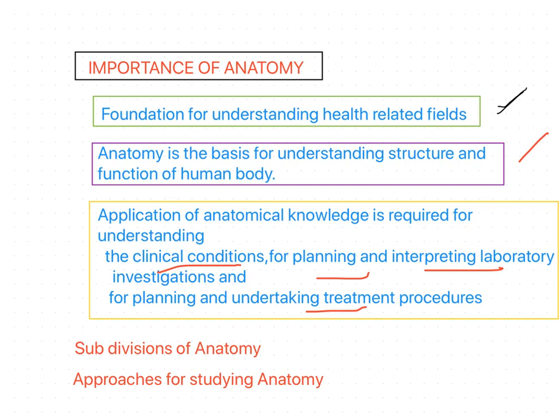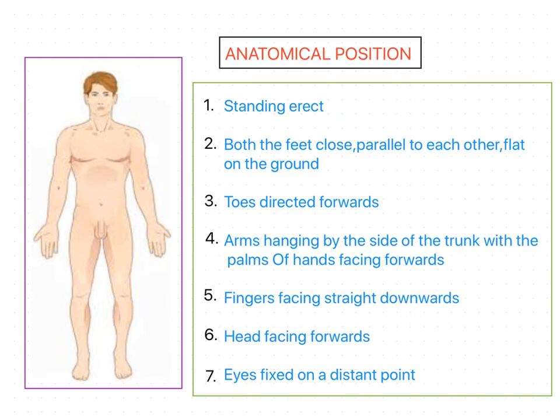To study all these things in anatomy, we require a standard reference which is widely accepted in the world, that is called the anatomical position. Now we are going to discuss this anatomical position. This anatomical position helps to study the relationship of one body part to another body part of the human body.